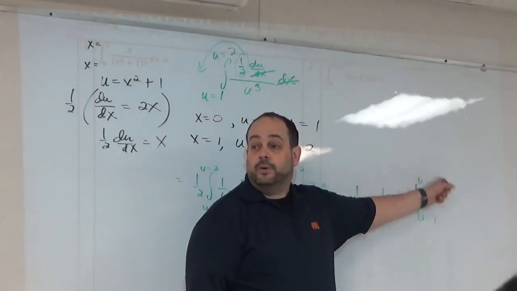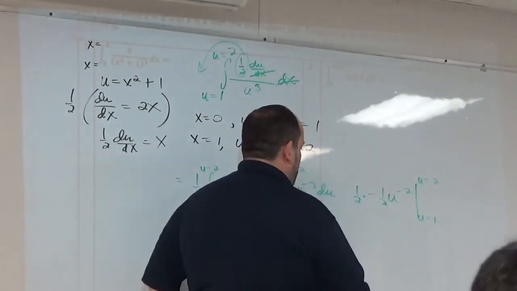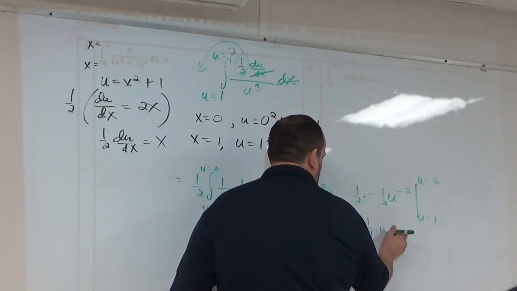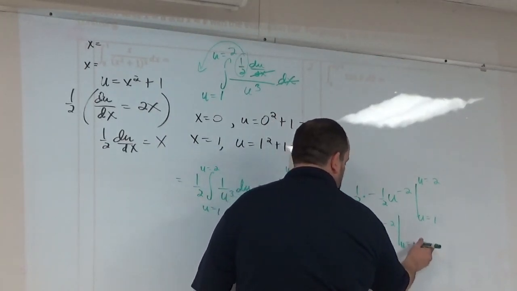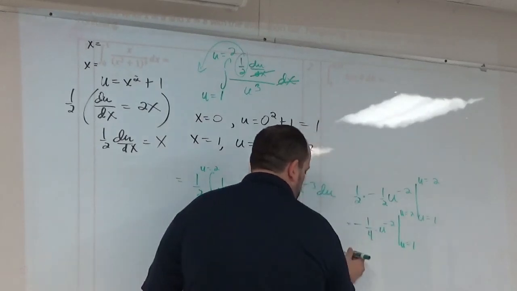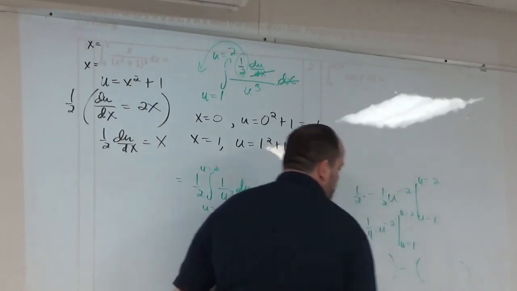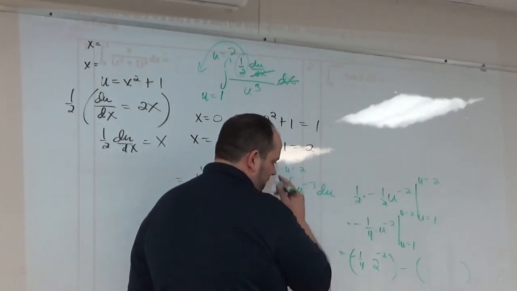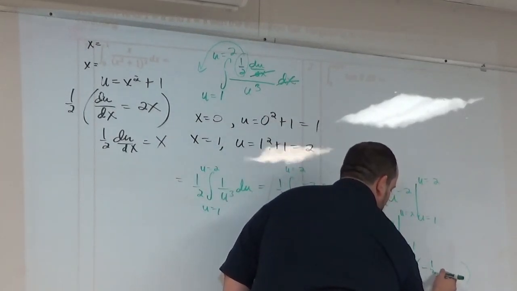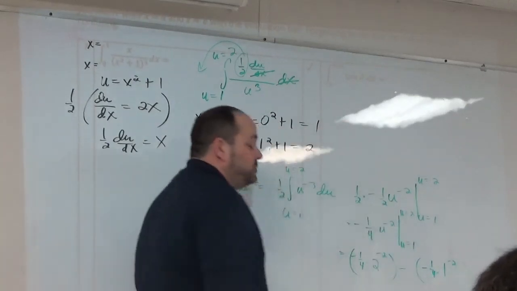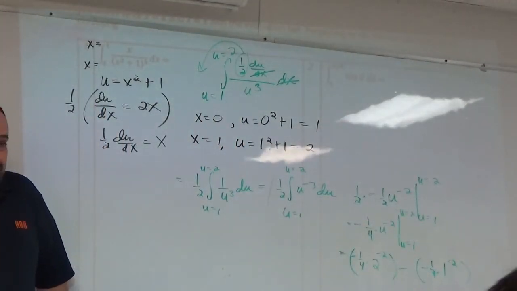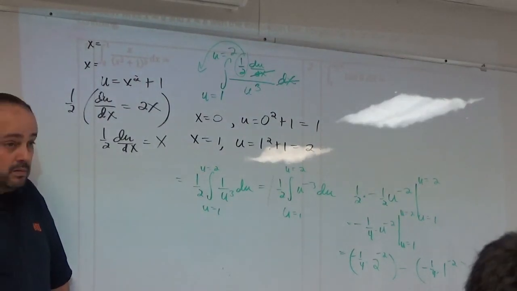Right, we're going to plug in the 2, we're going to plug in the 1. Right, you're going to subtract. So I might even clean this up and say negative 1/4 u to the negative 2 from 1 to 2. Big parentheses minus big parentheses. Negative 1/4 times 2 to the negative 2 minus negative 1/4 times 1 to the negative 2. That's good. If it's free response, I'd stop. I wouldn't do anything more.